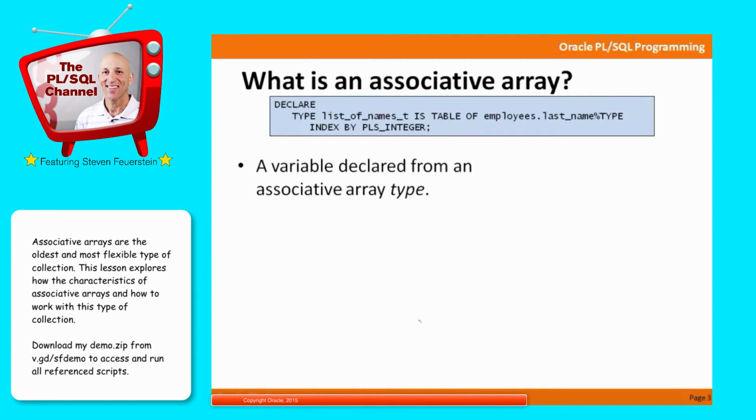An associative array is a variable declared from an associative array type, which doesn't tell you a whole lot by itself, but here's an example of a type declaration for an associative array type of data, in which you see an IS TABLE OF clause that specifies the data type of each element in the list or associative array, in this case a list of strings, and an INDEX BY clause that specifies the type of indexing. And we'll get into lots more details on every aspect of this type statement, but whenever you see IS TABLE OF and INDEX BY, that's an associative array.